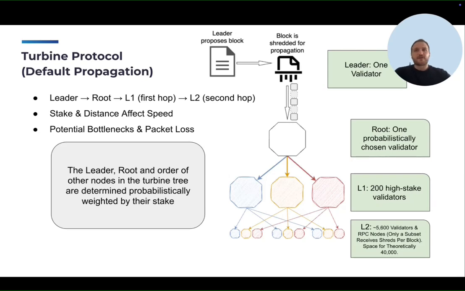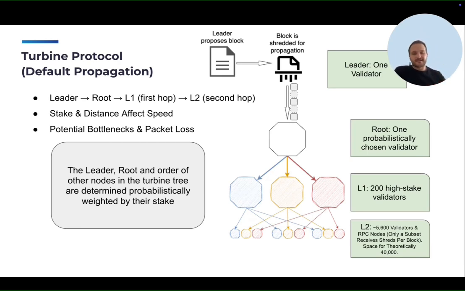Now, let's get down to how these shreds are actually propagated through the network. So as I mentioned, the leader is a single validator that obviously has a very high amount of stake, since they were probabilistically chosen to be a leader for certain slots in the epoch, and that probabilistic determination was weighted by how much stake they have.